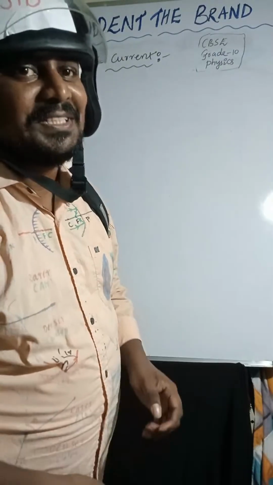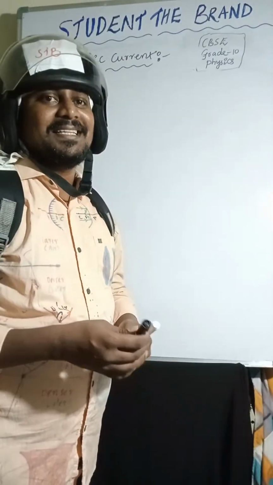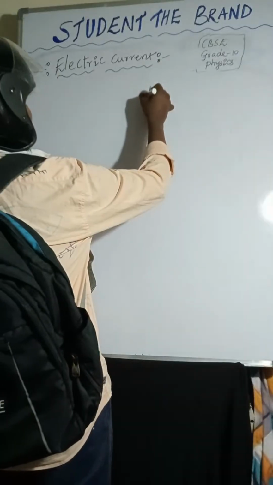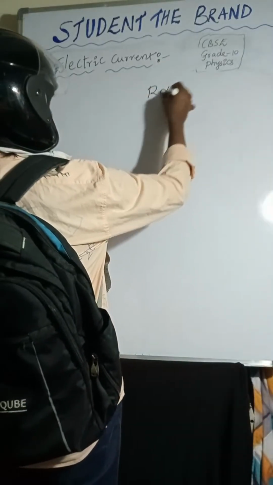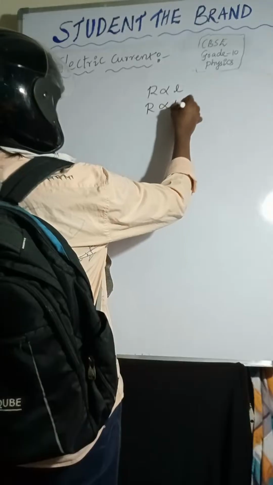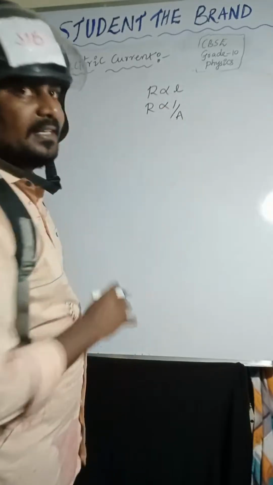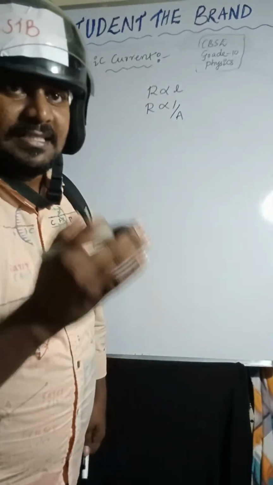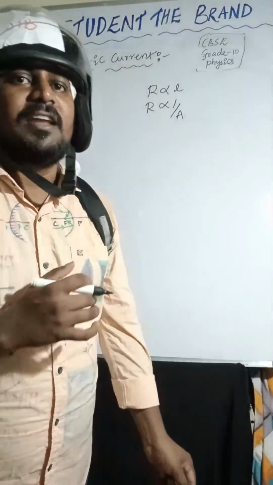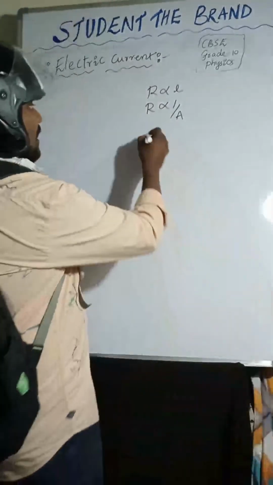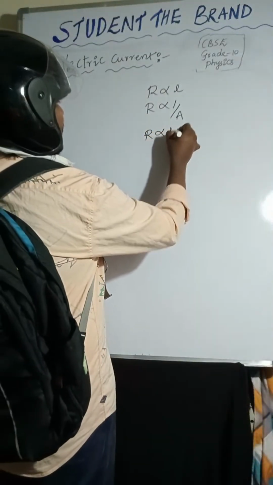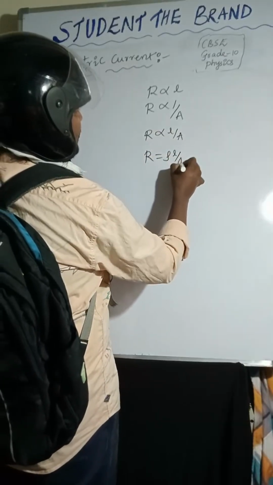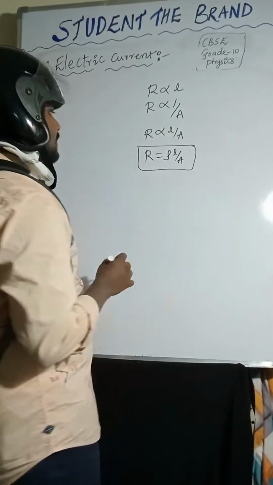Resistance and resistivity we will discuss now. Resistance is directly proportional to the length of the conductor. Resistance is inversely proportional to the area of cross section. So R is directly proportional to L by A. R equals rho into L by A.